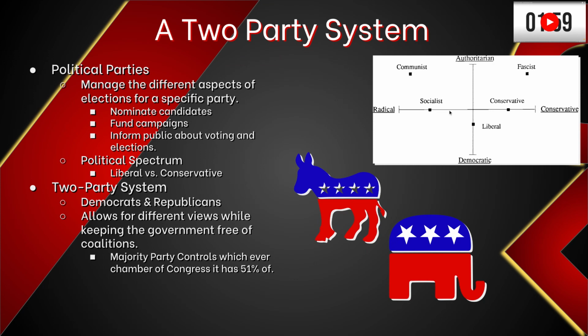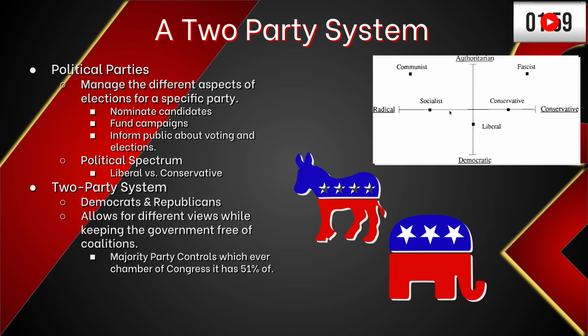So our two-party system allows for different political views, but it does not include, in terms of elected representation, a wide range of views. We're only limited to two parties, and we're going to talk later on about how those parties determine what they do and what they think.